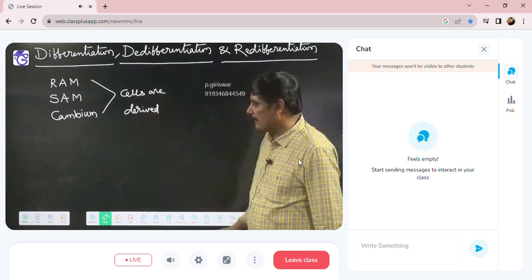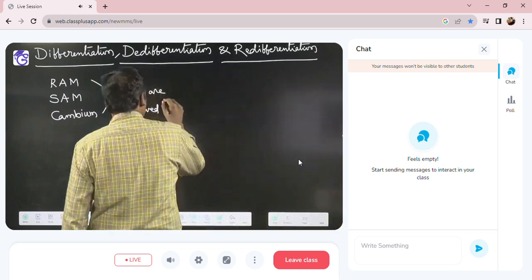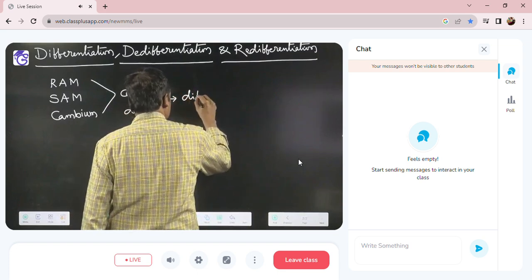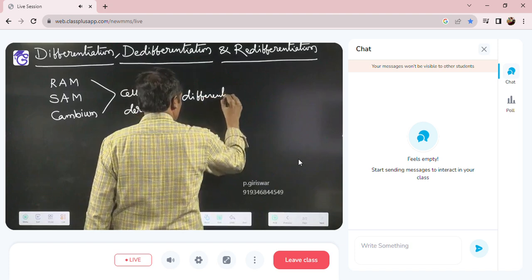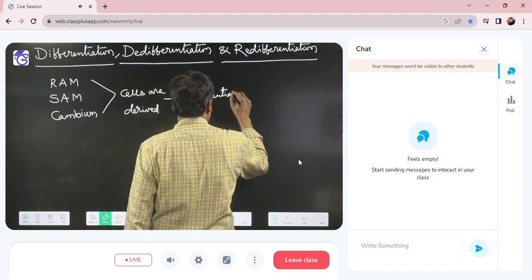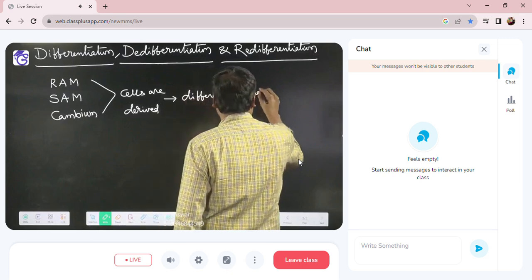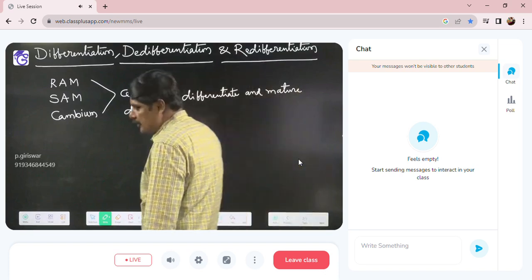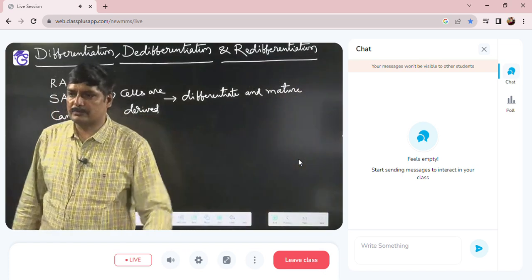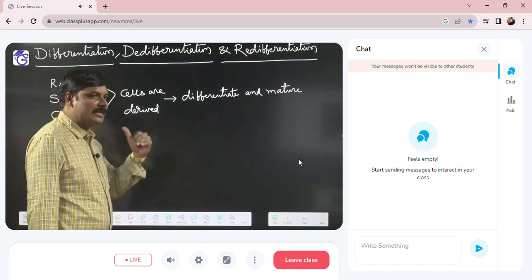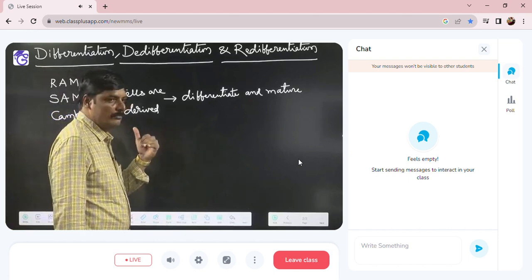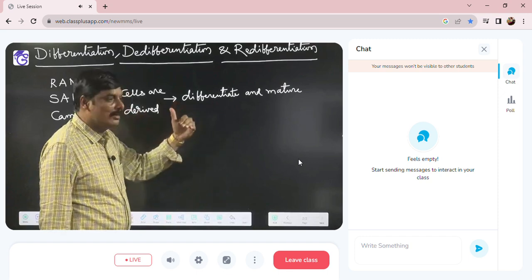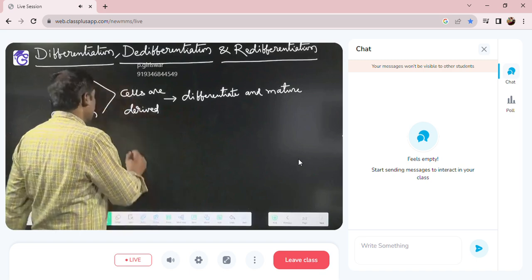These cells, not all cells, some cells, differentiate and become mature. Differentiate and mature. This act of maturation from a meristematic cell is called differentiation.